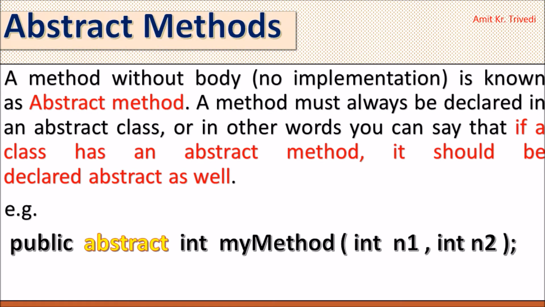To declare a method as an abstract method, we have to use one keyword, that is abstract. So you can see public abstract int myMethod(int n1, n2). This method we have taken as an abstract method.